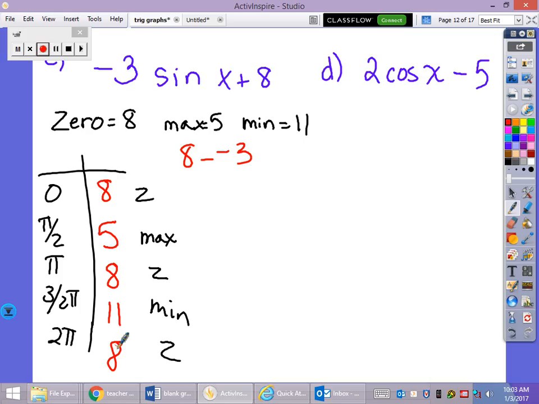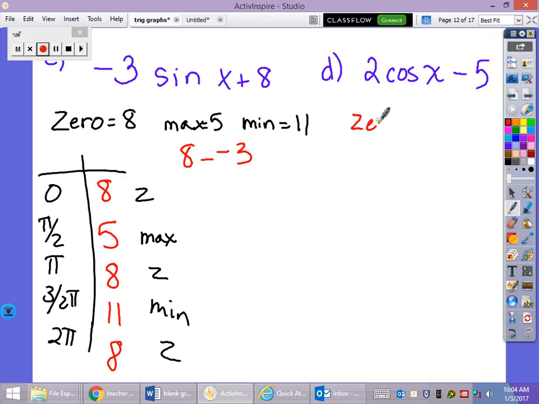Now, in your brain, you're going, wait a second, why is the min bigger than the max? It's because it's reflected, okay? But we have to calculate it this way because the pattern for sine is always 0, max, 0, min, 0. Good? All right. So let's look over here.